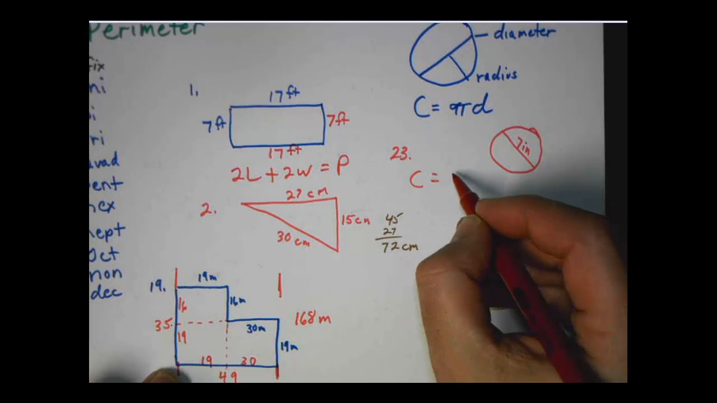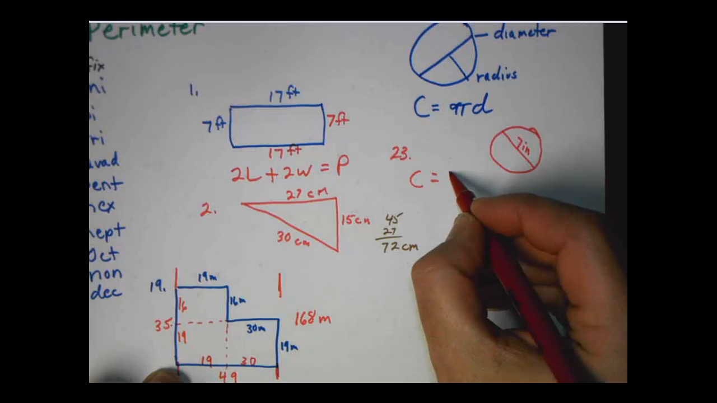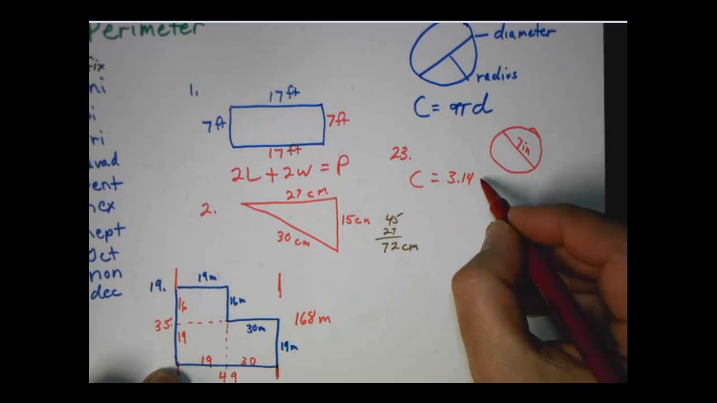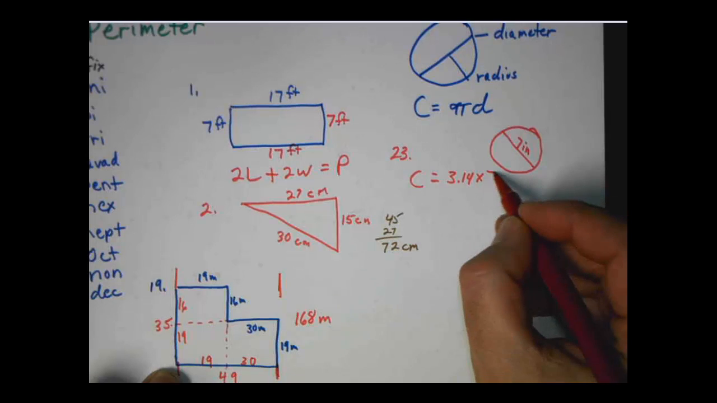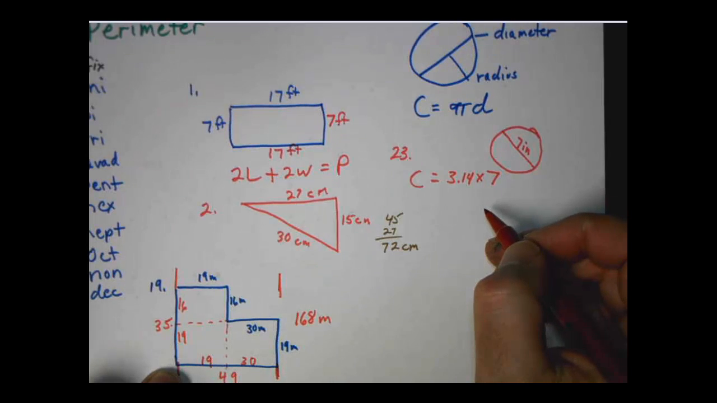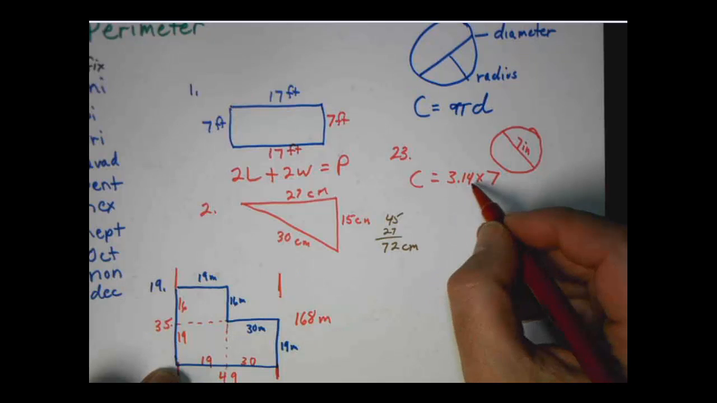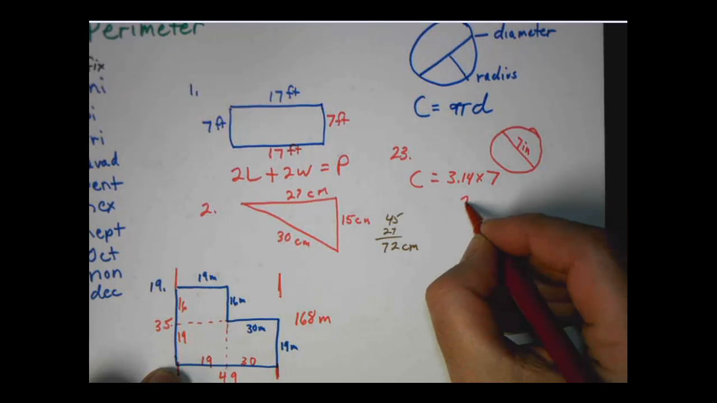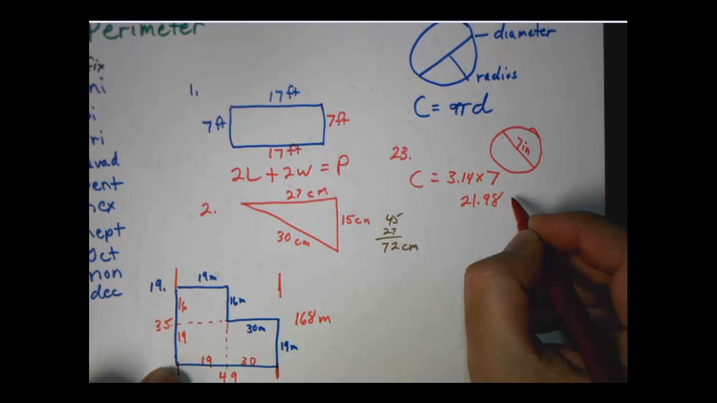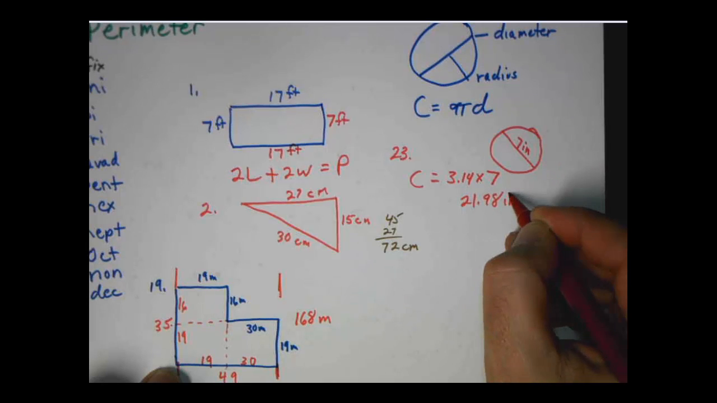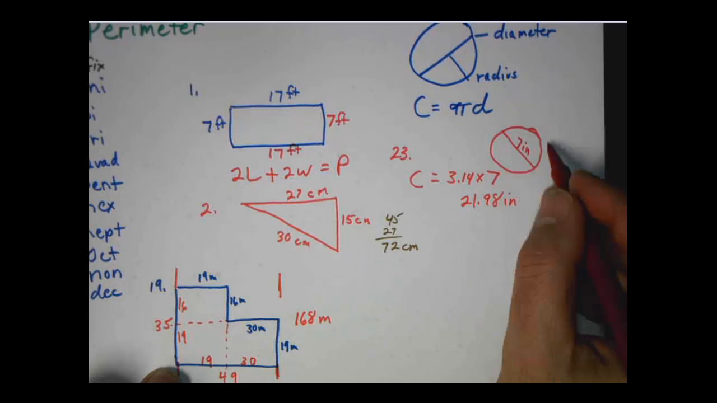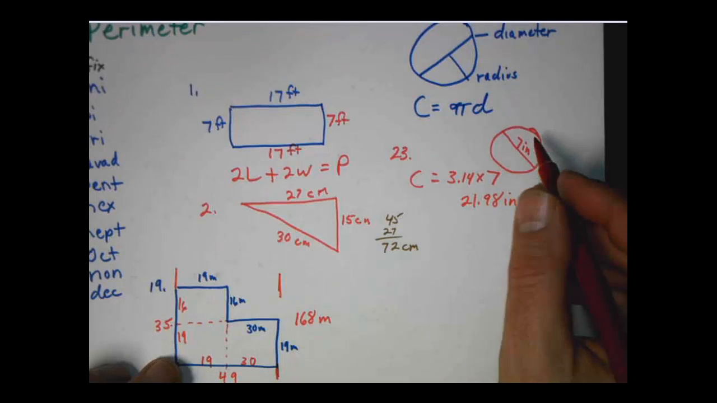C equals pi times diameter, and we're going to use 3.14 times diameter. In this case, it's 7. So all we do then is plug it into our calculator, 3.14 times 7, and we're going to get 21.98 inches. And it's just the distance around. So it's all calculator driven.